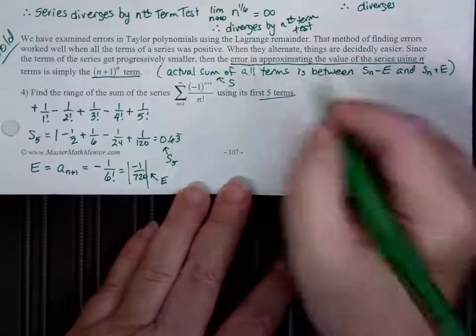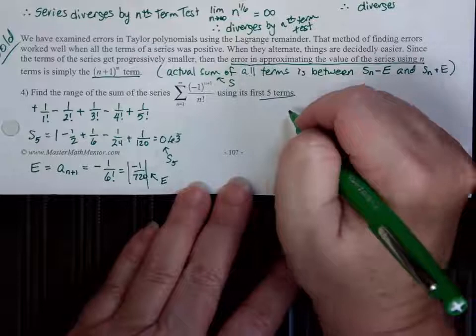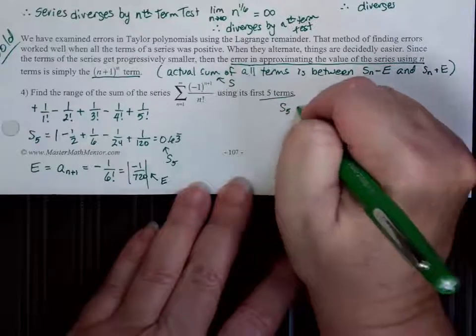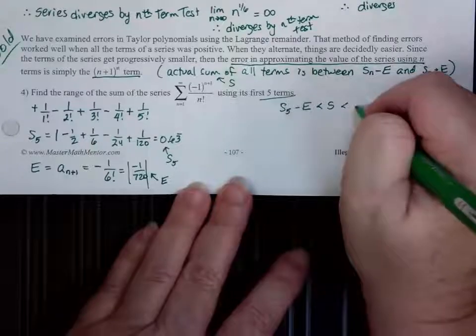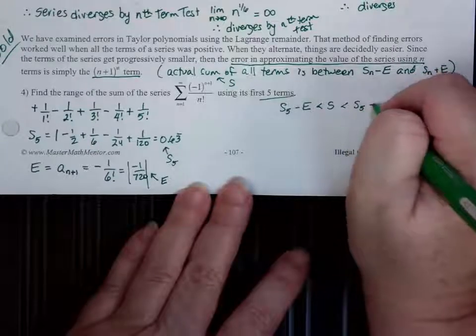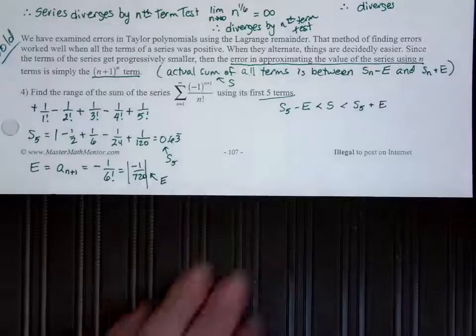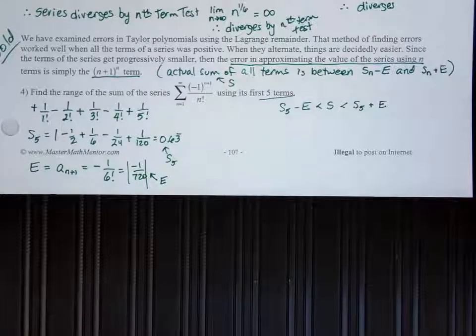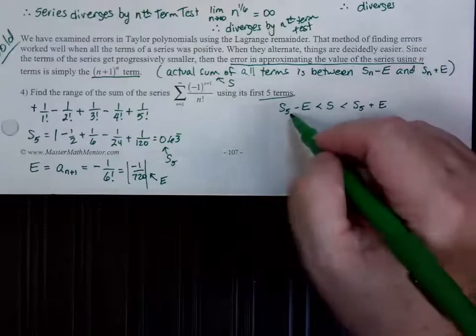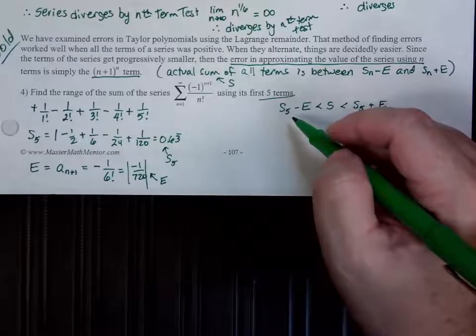Okay, so now I'm going to write it this way. S of 5 minus E is less than the real sum S is less than S of 5 plus E. That's what the words say in math terms. The actual sum S is between S sub 5 minus E and S sub 5 plus E. Okay? And it's always going to look like this. The only thing that's going to change is whatever the little subscript is, and that is determined by the problem, they tell you.